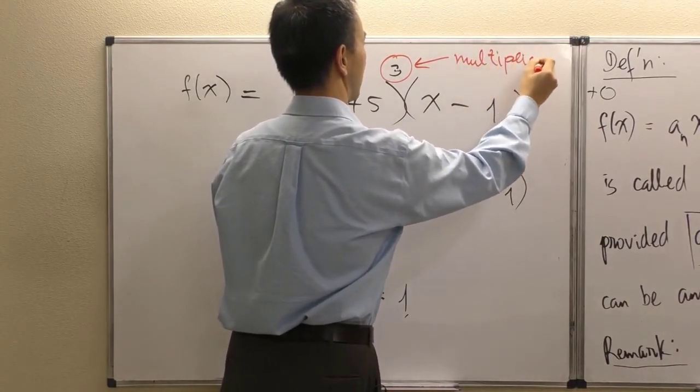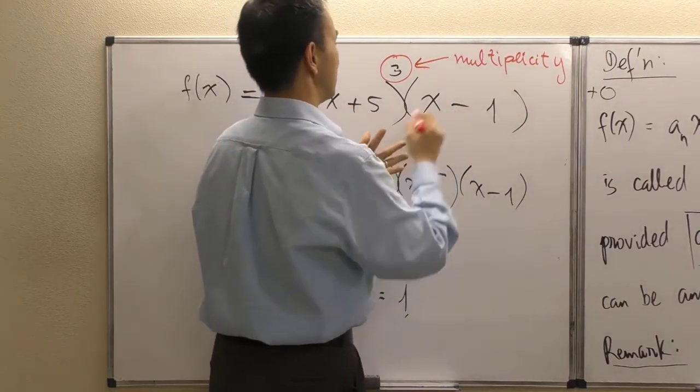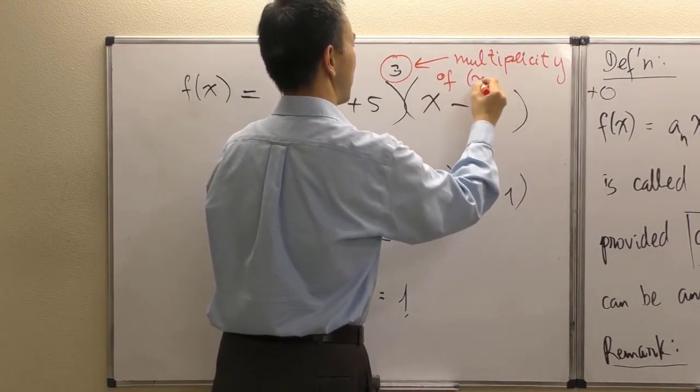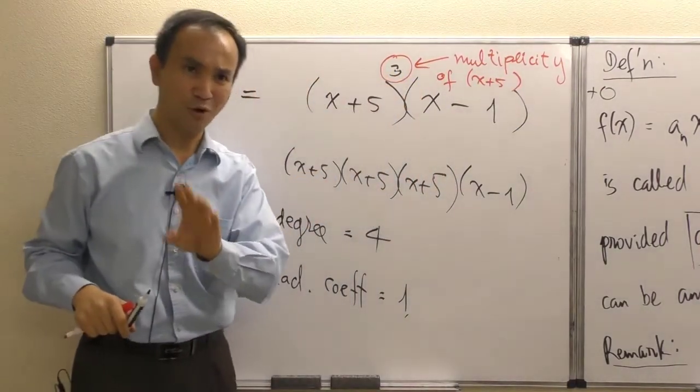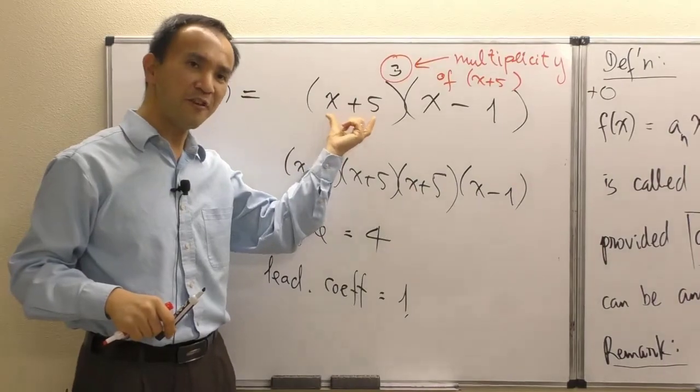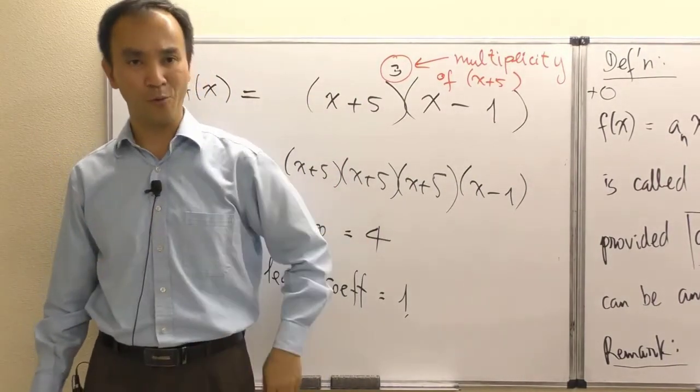Multiplicity. Okay, multiplicity of that factor x plus 5. Right now I treat that 3 here as a multiplicity for this particular factor. And later on we will learn the term multiplicity even more formally.